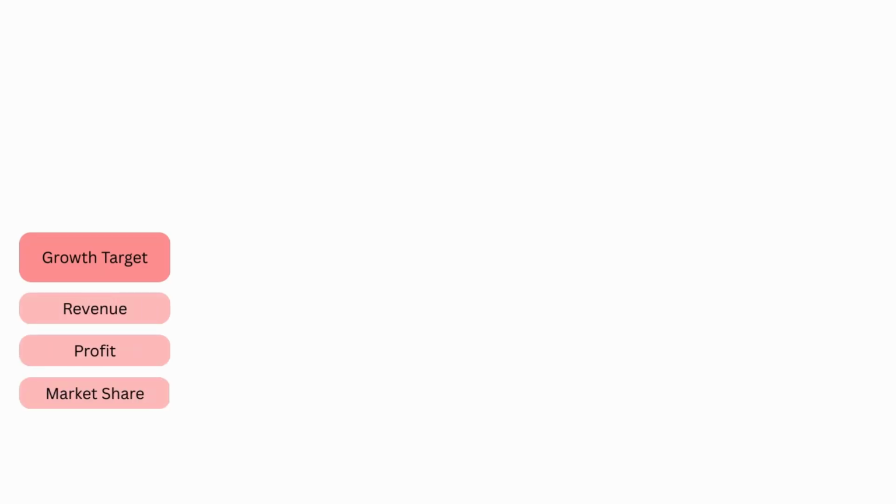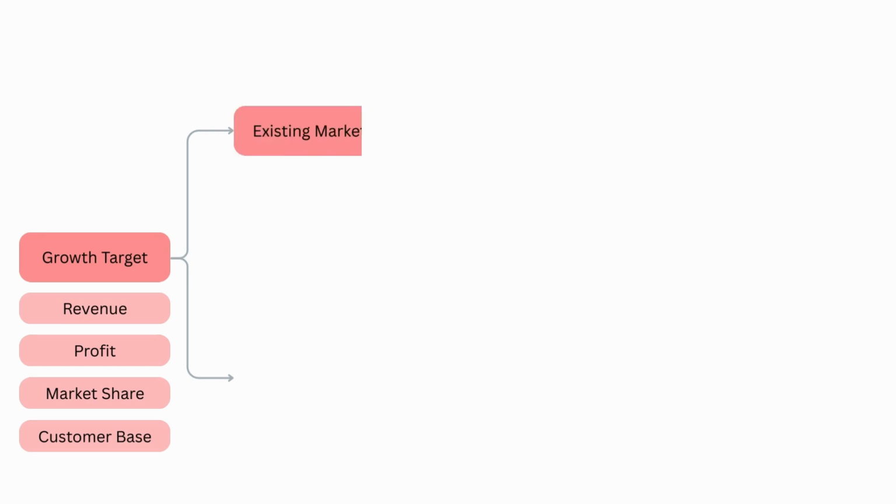So, whenever you get a growth case, start with the growth target. Are we trying to grow revenue, profit, market share, customer base, or is it something else? Once the goal is clear, we use this two path structure. Path 1 is growth in the existing market. Path 2 is growth by entering a new market. This gives you MECE clarity from the start.